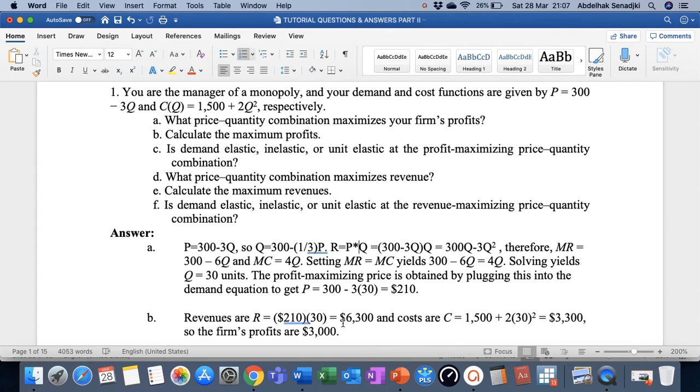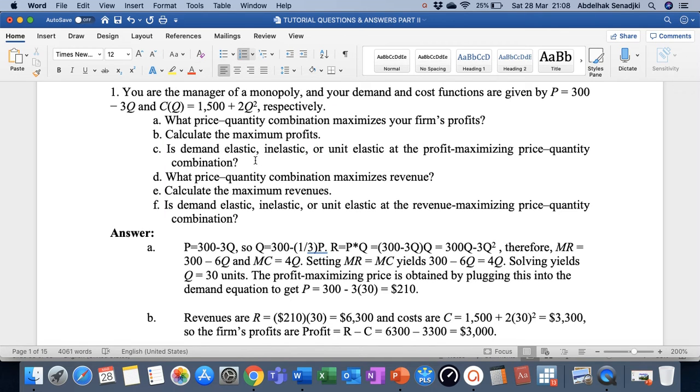Profit equal to revenue minus the cost, correct? Revenue is 6,300 minus the cost is 3,300, and equal to exactly 3,000.